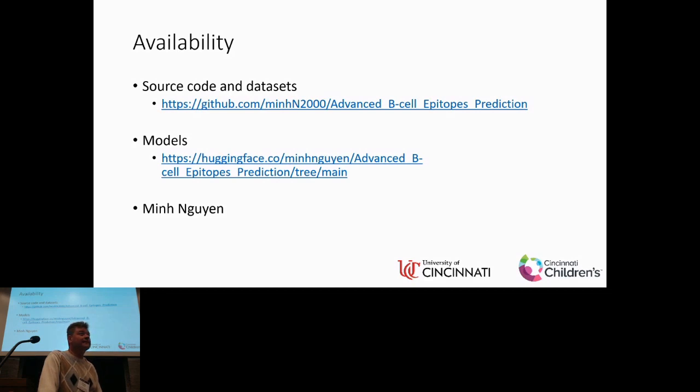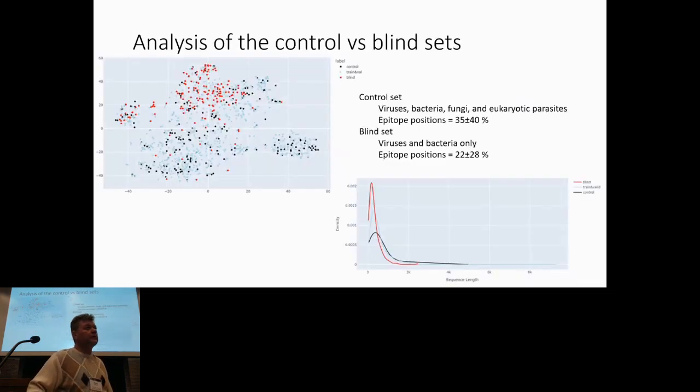Yes, please. Do you think the difference between your control and blind sets is because of the composition of these eukaryotic or fungal proteins?